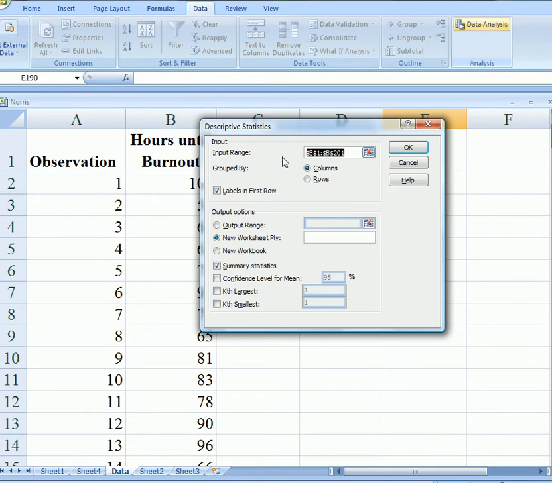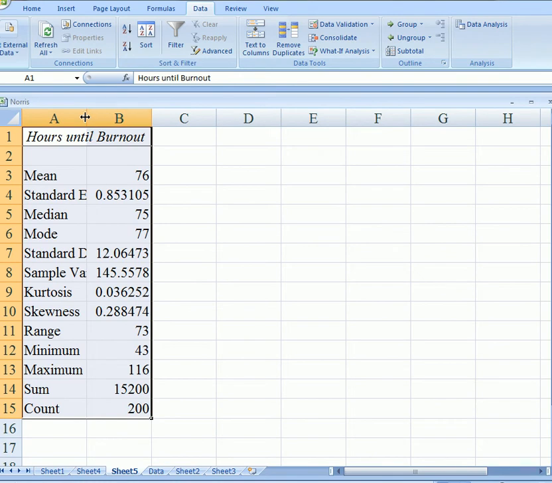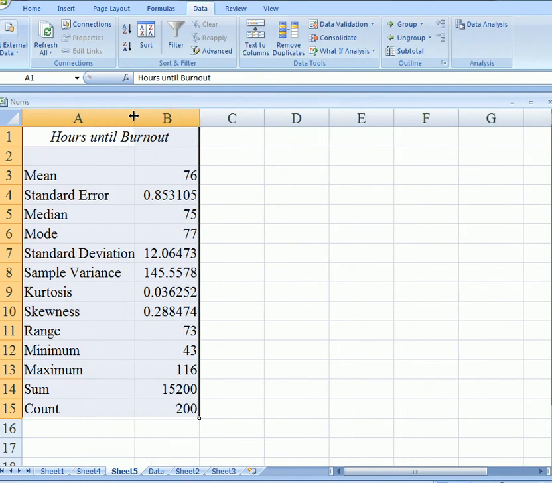Now, our information is in B1 to B201. We have 200 observations. We have a label in the first row, so we click that. We'll put it onto a new worksheet and make sure that summary statistics is checked. Click OK, and now a new sheet appears with the information that we want.